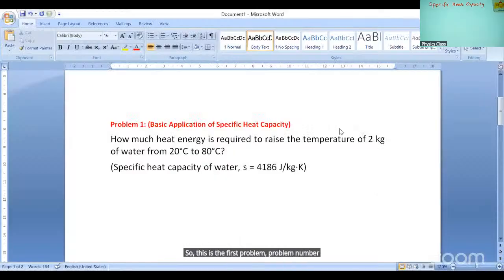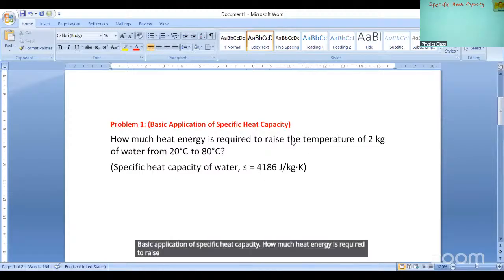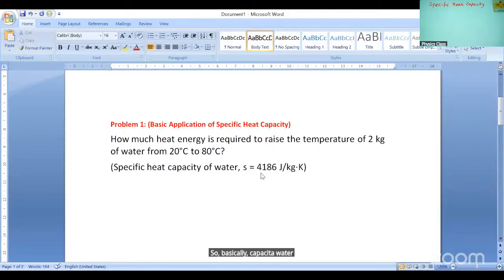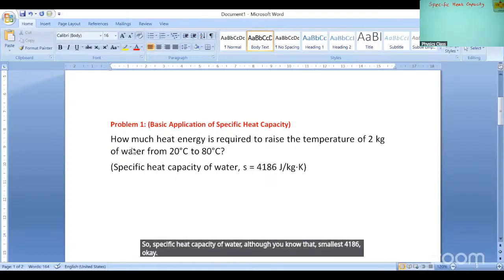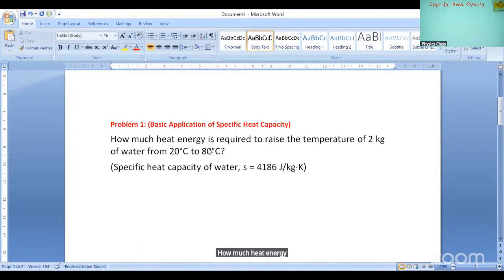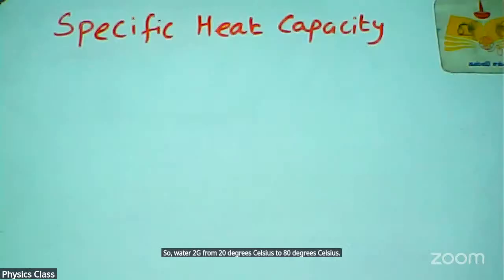So this is the first problem, problem number 1. Basic application of specific heat capacity. How much heat energy is required to raise the temperature of 2 kg of water from 20 degrees Celsius to 80 degrees Celsius? The specific heat capacity of water, you already know, small s, is 4186. Clear? Okay. So we have the data.